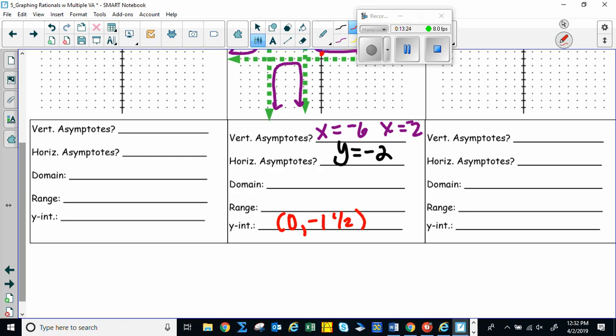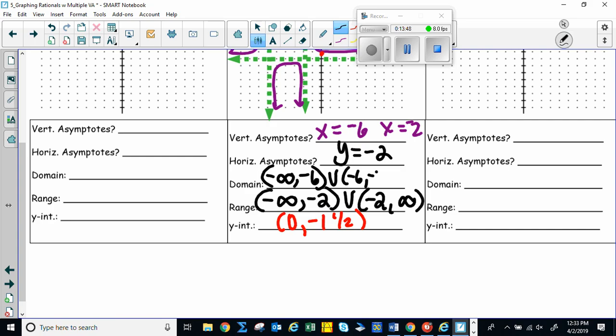And then we're going to notice a difference with our range than we've seen before. Instead of going from -infinity to 0, I'm going to go from -infinity to -2, and then from -2 to infinity. This still has 2 vertical asymptotes, so I'm going to have 2 breaks. And these have to be in this order, from smallest to largest.